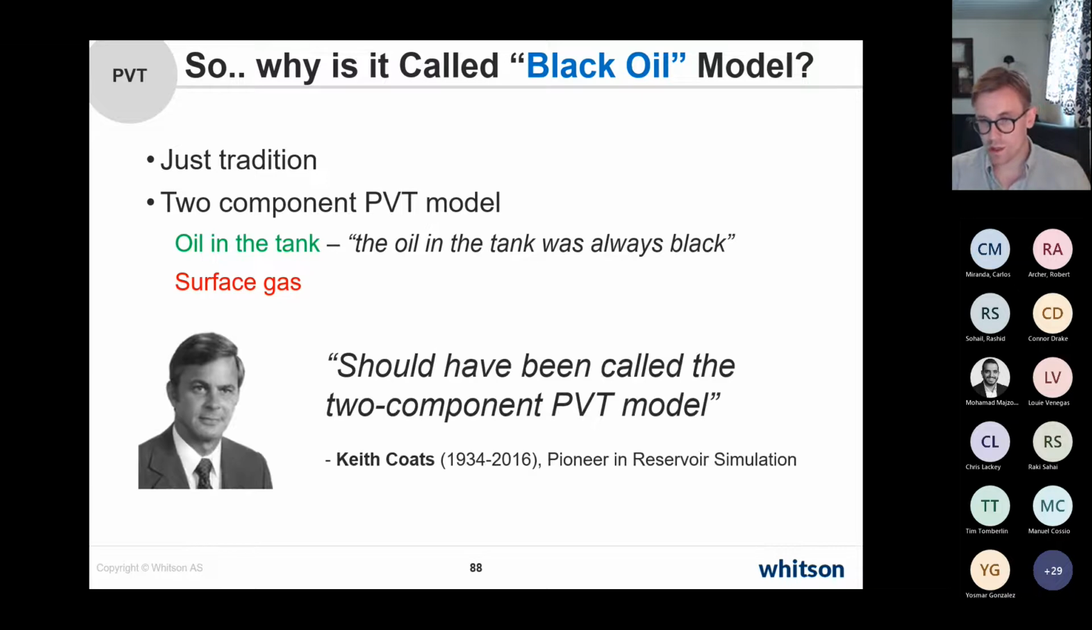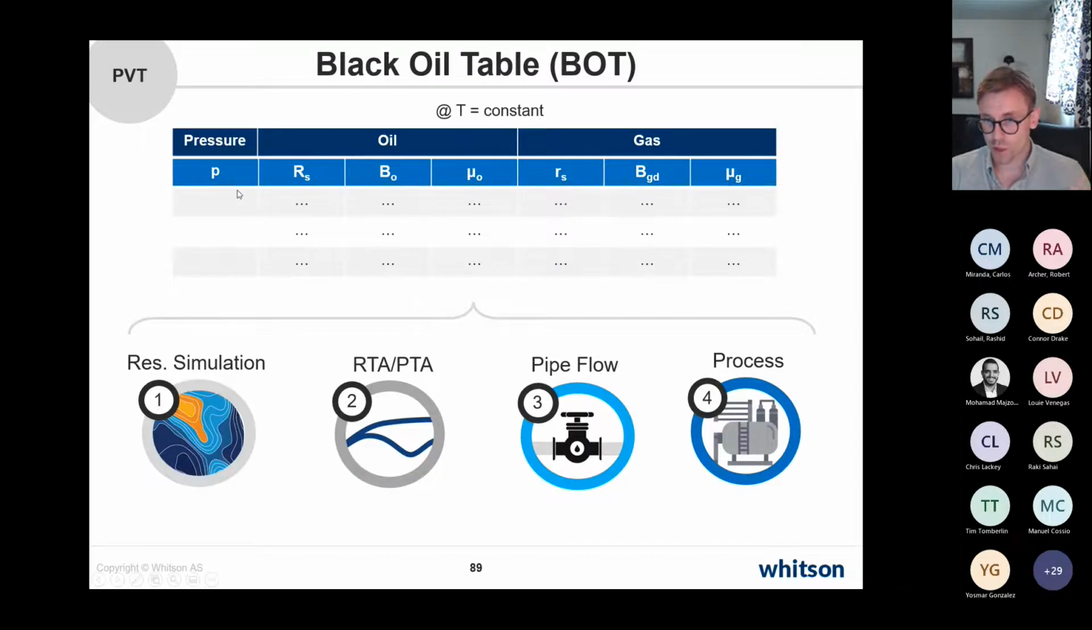But as Keith Coats said, who was one of the pioneers within reservoir simulation and compositional simulation, probably a better name would be the 2-component PVT model, where you have 3 properties for each component in the table. So for each pressure, for instance, in the reservoir, you create a table at a constant temperature. Then you have a pressure column. Then you have the solution GOR, formation volume factor, and the viscosity for the oil. And then very similarly, you have the solution CGR, formation volume factor, and viscosity on the gas side. And this is what we use for all the different types of simulations.